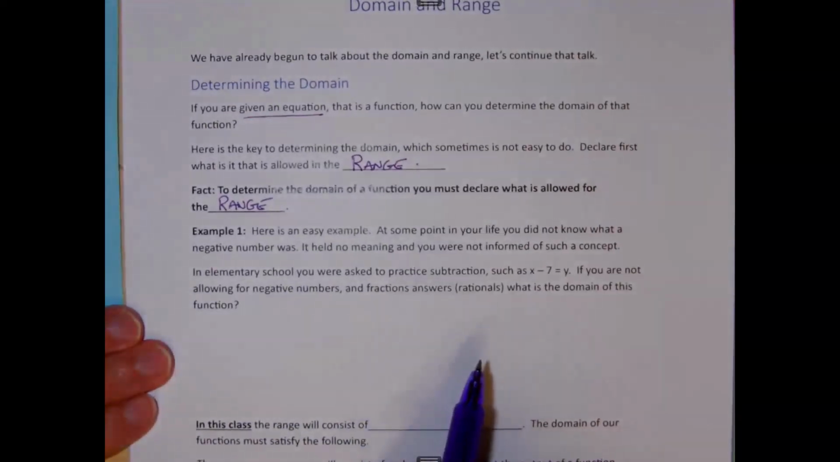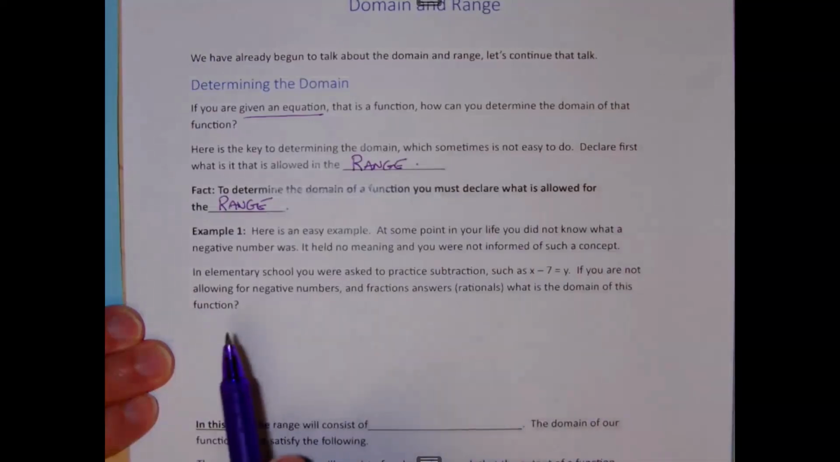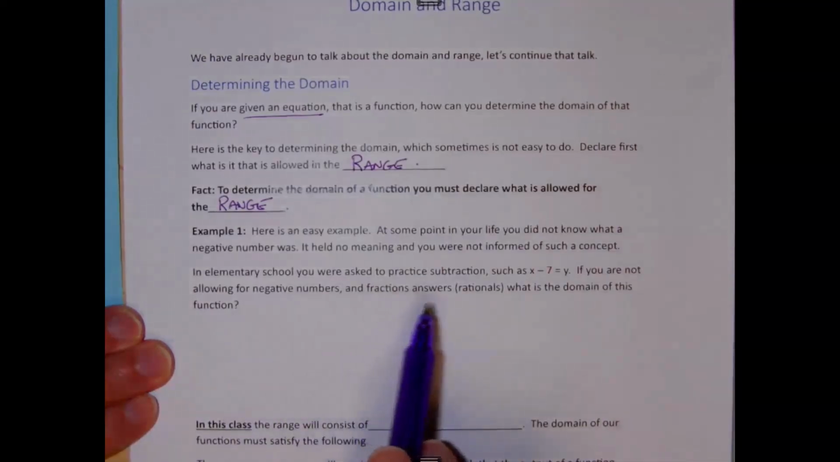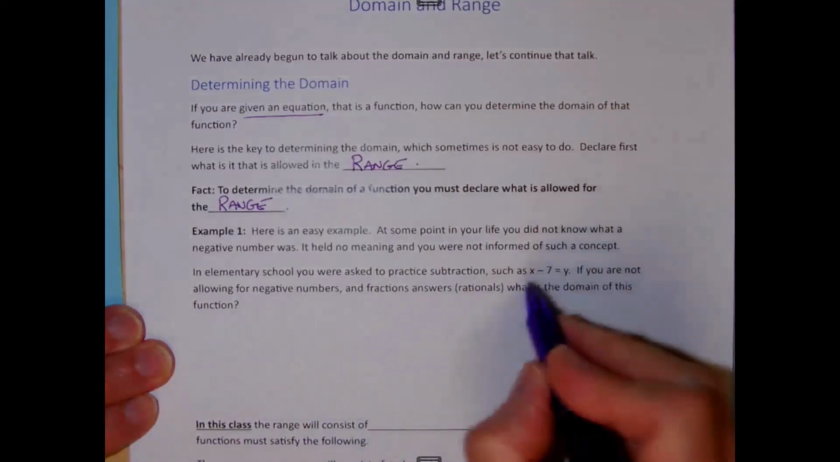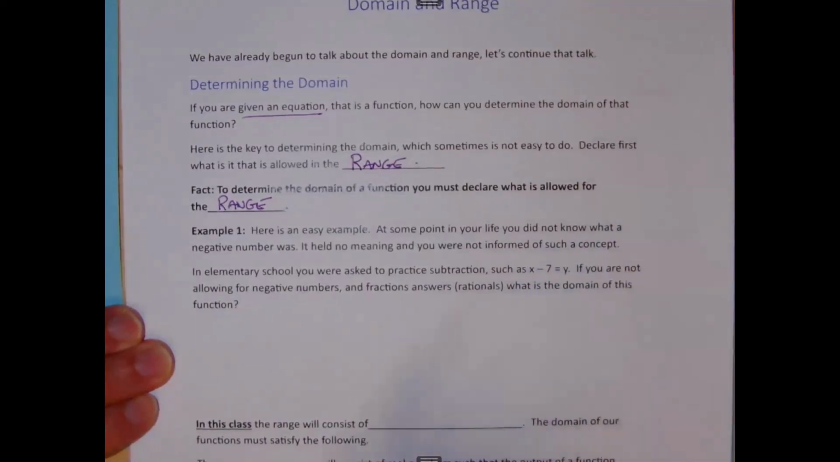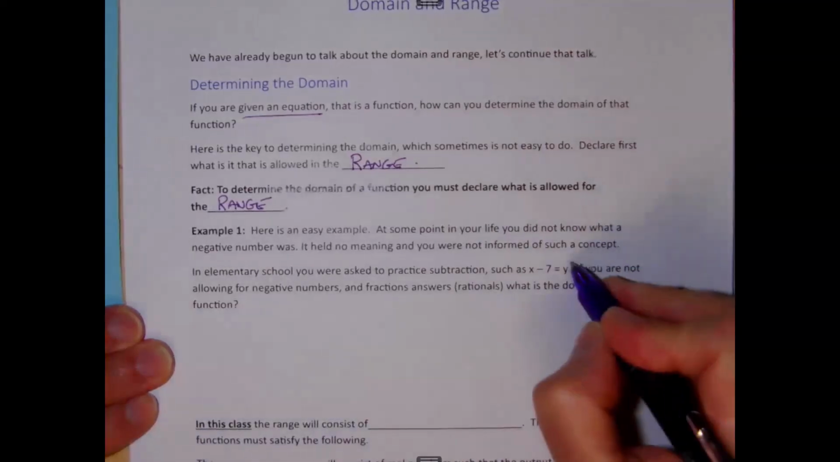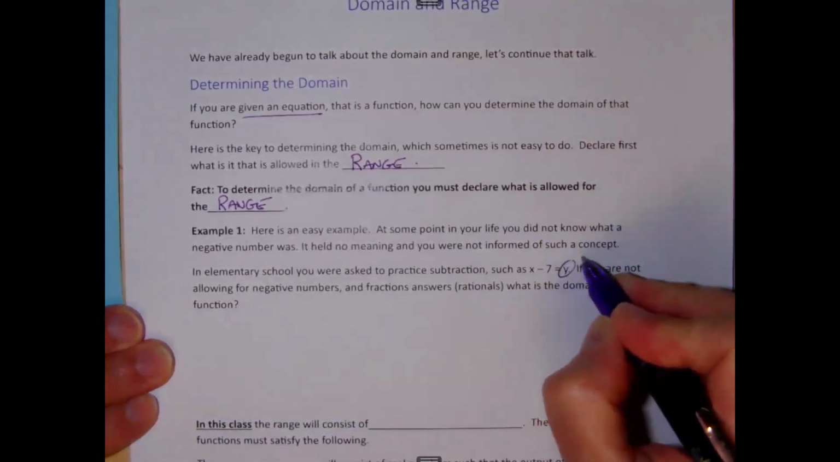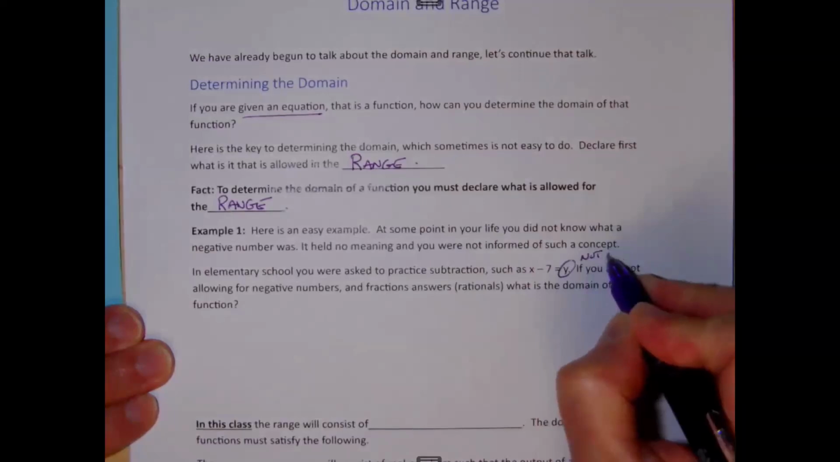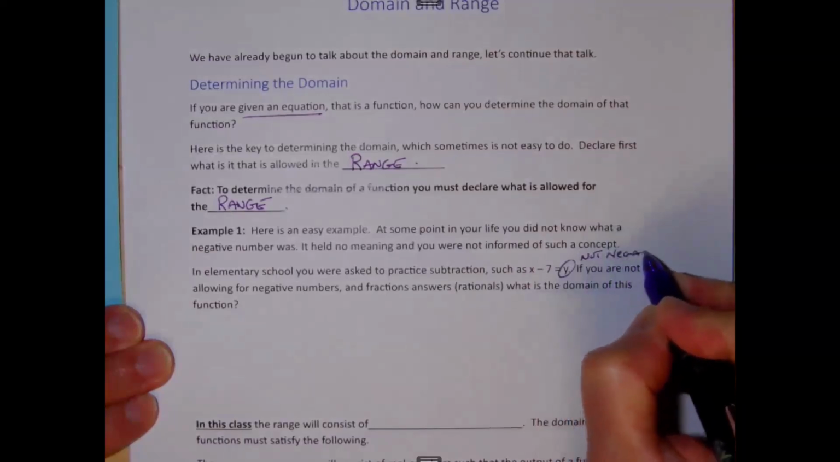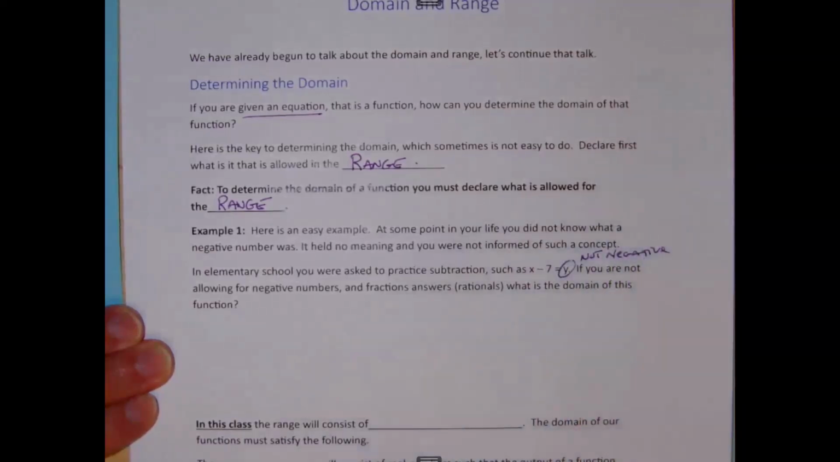At some point in your life, you didn't know what a negative number was. It held no meaning, and you were not informed of such a concept, right? So in elementary school, you were asked to practice subtraction, such as some number minus 7 equals another number, right? If you're not allowing for negative numbers, in other words, cannot be negative, this output is not negative.